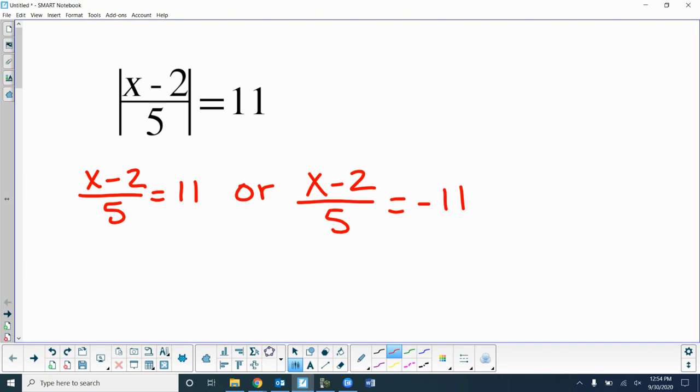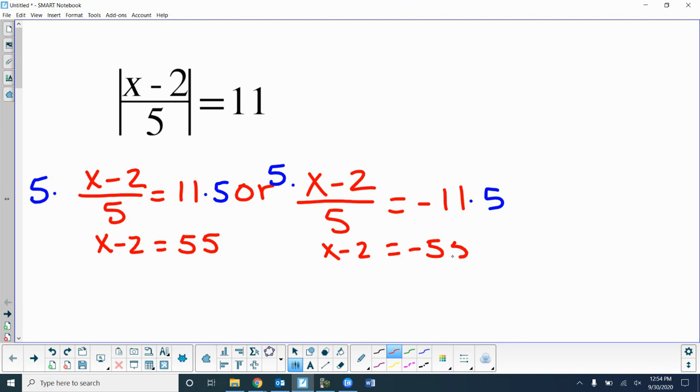Now, how do we move this 5 over to solve for x? Multiply, right? That's division, right? We're dividing by 5, so we're going to multiply by 5, both sides, in both problems. That way I get that 5 moved out from the left side and over to the right side. So those would cancel each other out and leave me x minus 2. And then I get 55 over here. Same thing happens here. Those 5s cancel, and leave me x minus 2. And this time it's negative 55.